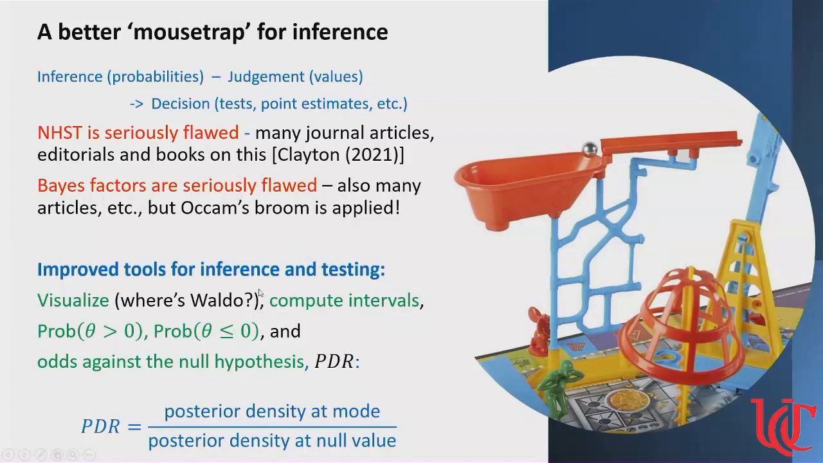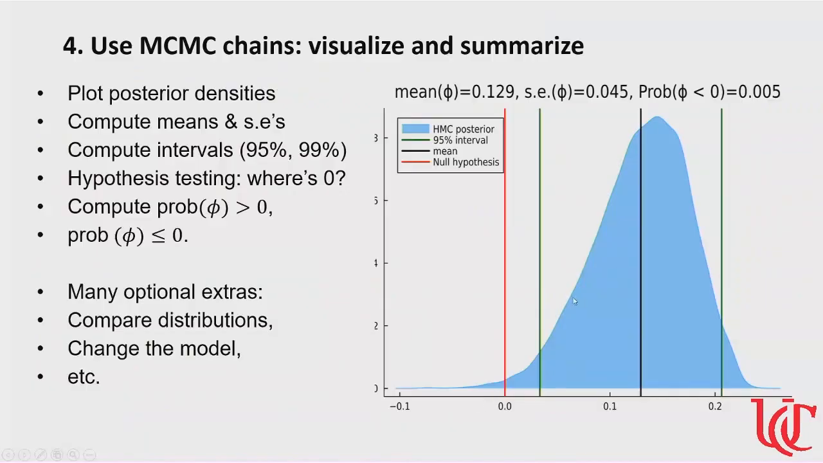We can visualize. Where's 0 on the line, or whatever value you're trying to test. We can compute intervals, probabilities. We compute odds against the null hypothesis, right? Odds against the null hypothesis is just, what's the most likely value? It's the same thing as the likelihood ratio, right? What's the most likely value?